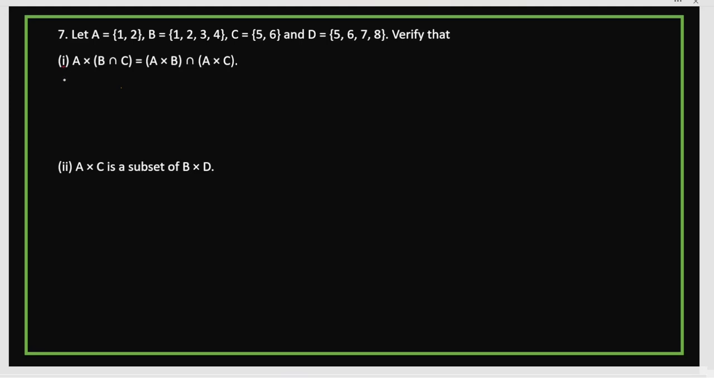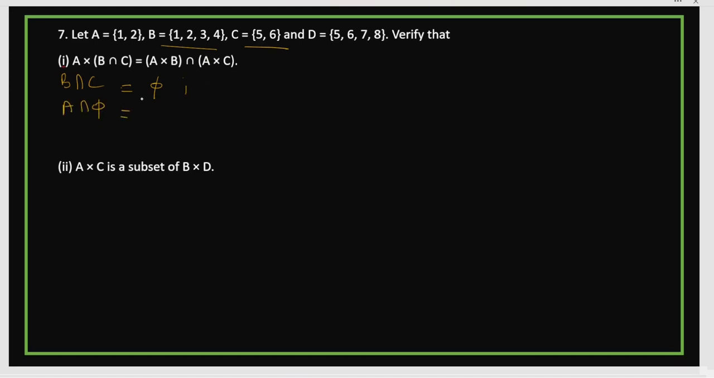Let us first find out what is B intersection C. B is this and C is this. Are any elements common in this? B intersection C is the null set. Clear, right? So A intersection null set.